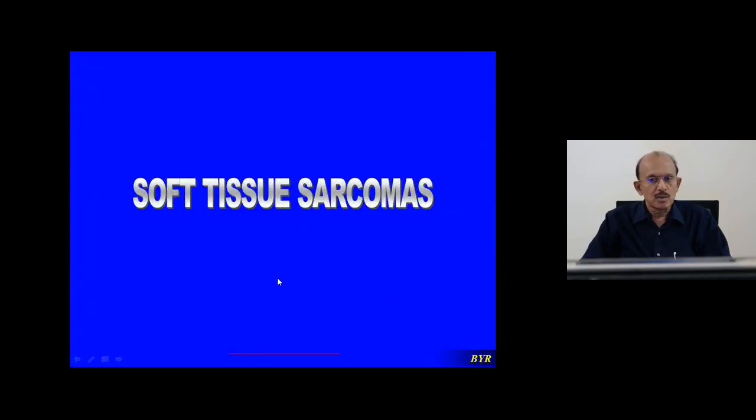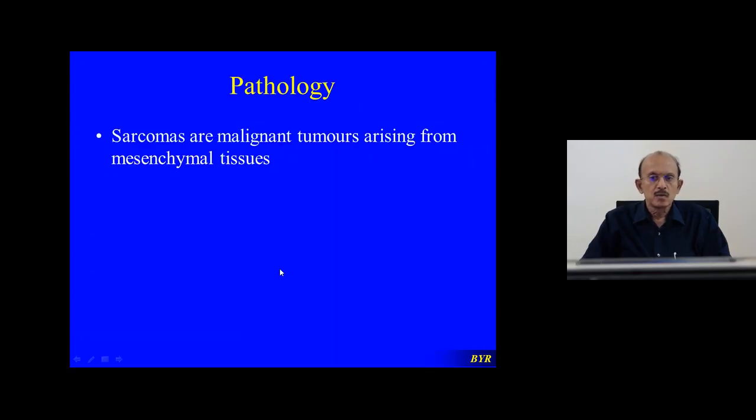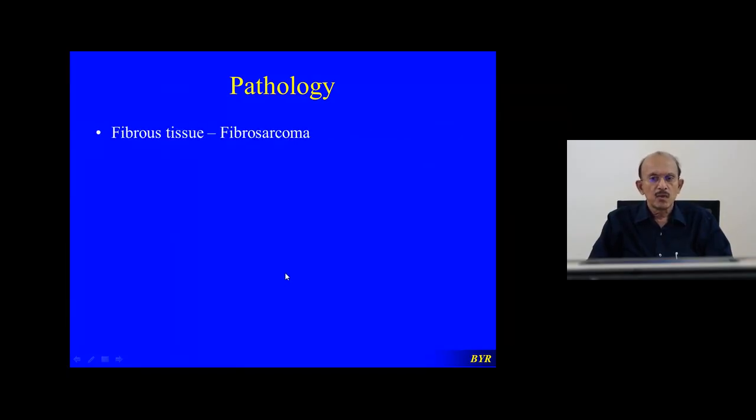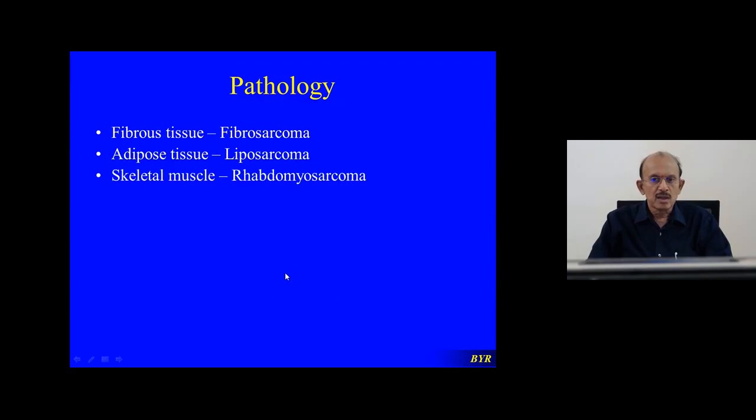Soft tissue sarcomas. Sarcomas are malignant tumors arising from mesenchymal tissues. They are classified depending upon their tissue of origin. If they develop from fibrous tissue, it is called fibrosarcoma. Adipose tissue, liposarcoma. Skeletal muscle tissue, it is called rhabdomyosarcoma.